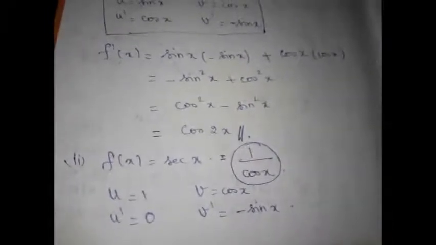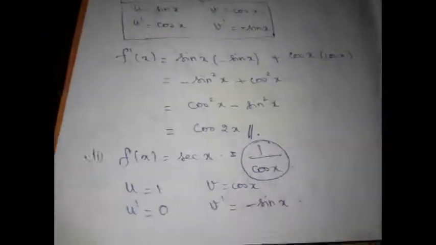What is the u by v rule? (u/v)' is equal to (u'v minus uv') divided by v square. Now we are going to substitute in this. f'(x) is equal to u' is 0 into v is cos x minus u is 1, v' is minus sin x, divided by v square.